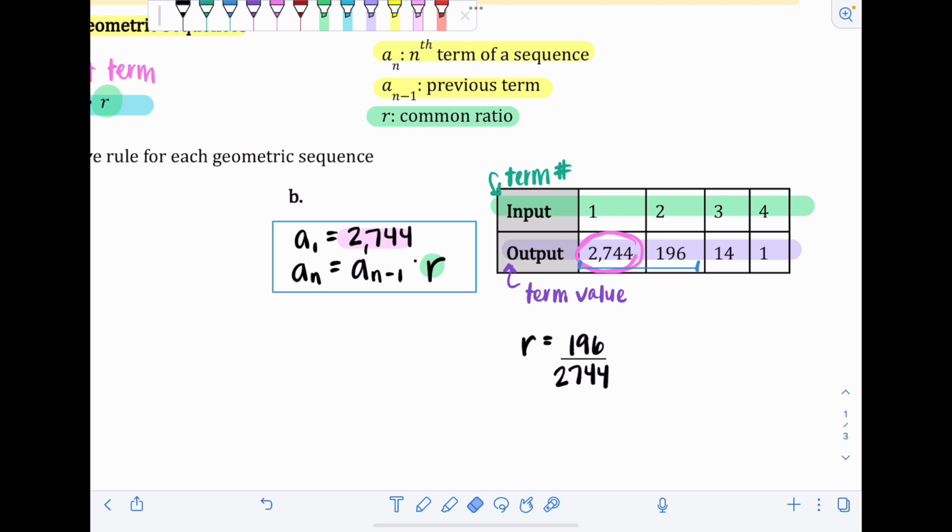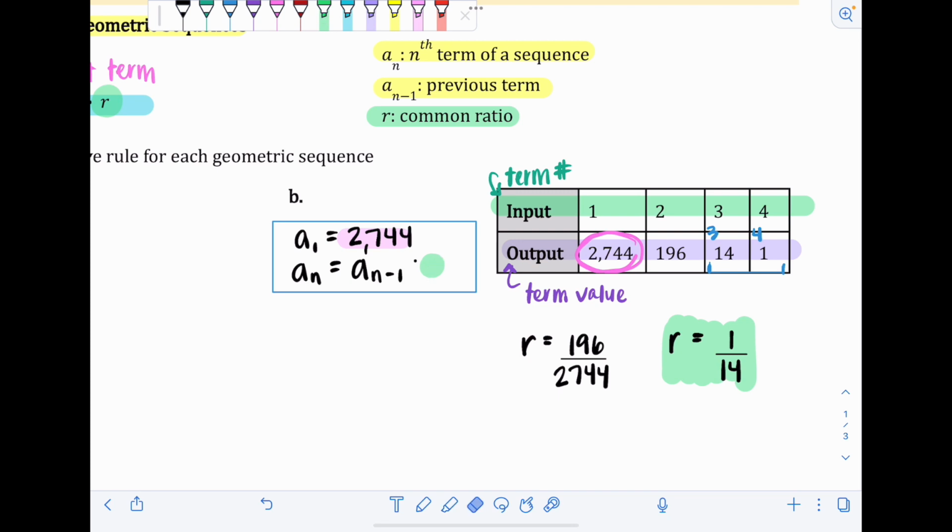But you also don't have to pick the first two terms. You can pick any two consecutive terms. There may be some that are a little easier to reduce, or maybe already reduced for you. For example, these are consecutive, term 3 and term 4. You always take the second one and divide it by the one before it, so you're working backwards. So r equals 1 divided by the term right before it, which is 14. That's what this would end up reducing to, but I don't have to do the hard work of reducing it. It's already reduced: 1 over 14. So r equals 1 over 14.